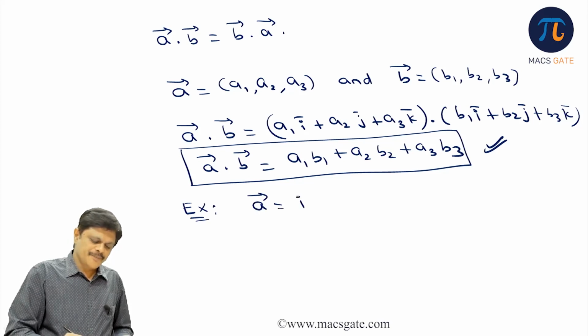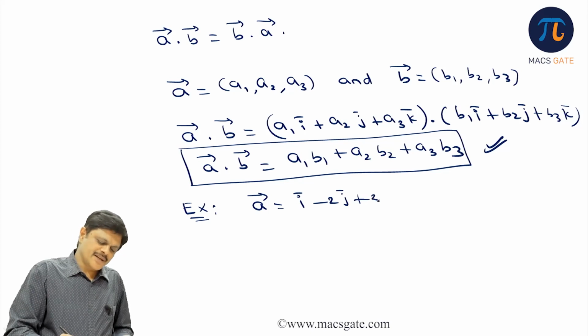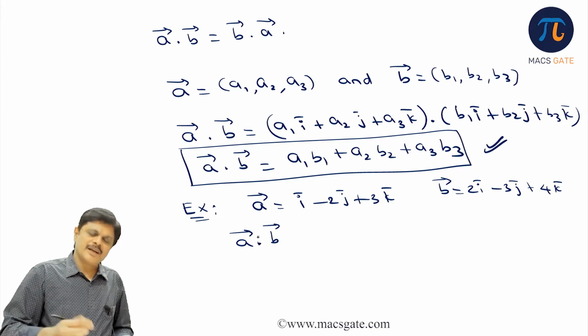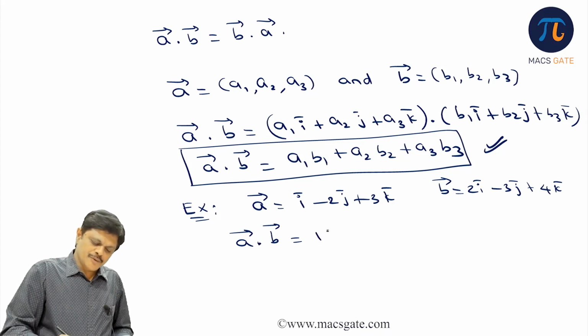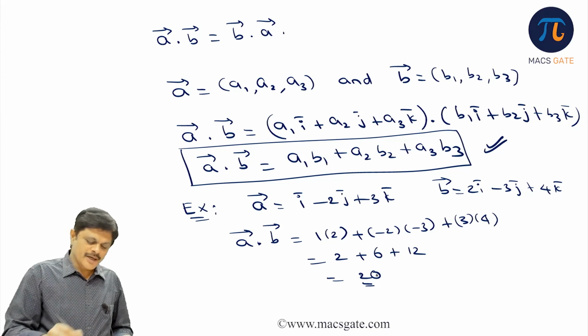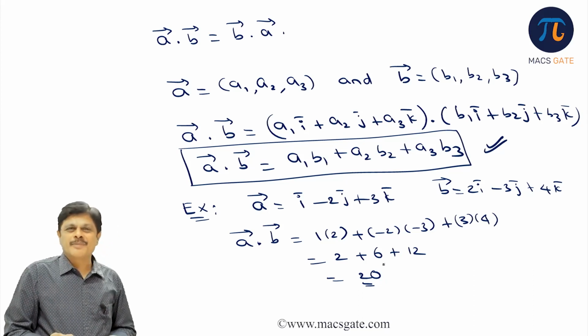suppose A bar is I bar minus 2J bar plus 3K bar, and B bar is 2I bar minus 3J bar plus 4K bar. What is the dot product, sir? Just multiply corresponding components. 1 into 2, plus J component minus 2 into minus 3, K component 3 into 4. So that is 2 plus 6 plus 12. So the answer is 20, which is a scalar. So dot product is a scalar. So this is about dot product, my dear friends.